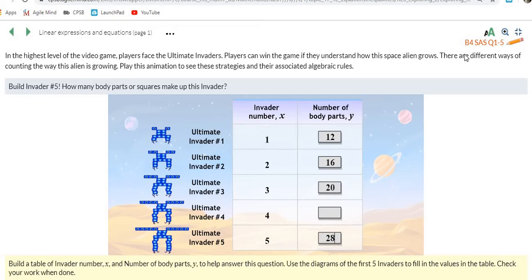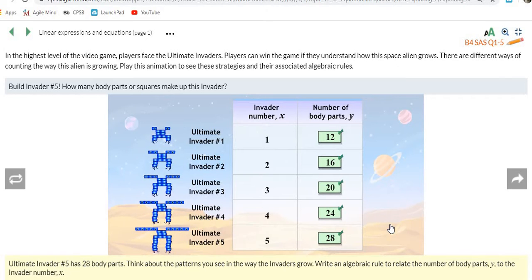So if I didn't have a picture of Invader 4 right here, could I look at my table and a pattern to figure out what 4 would be? Isaac? Yes. What pattern do you see? I see 12, 16. They're counting by 4. Very good. So what would that make you feel like Invader 4 would be? 24. All right, I hear 24 because they're adding by 4 every time.